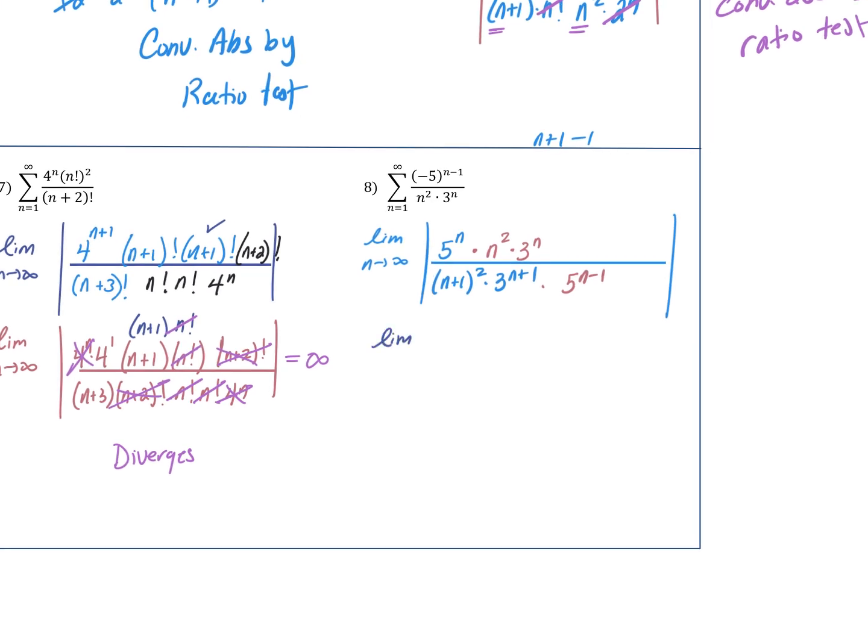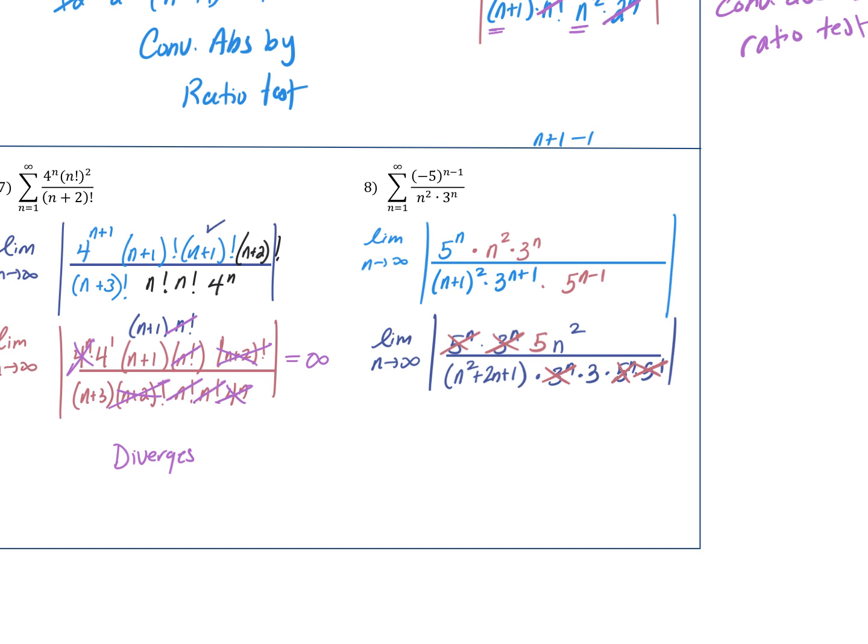So limit as n goes to infinity. So it's 5 to the n, 3 to the n, and then n squared. This is n squared plus 2n plus 1 when I FOIL it. This is 3 to the n times 3. This is 5 to the n, 5 to the minus 1. So this would cancel. This would cancel. The 5 would come to the top.